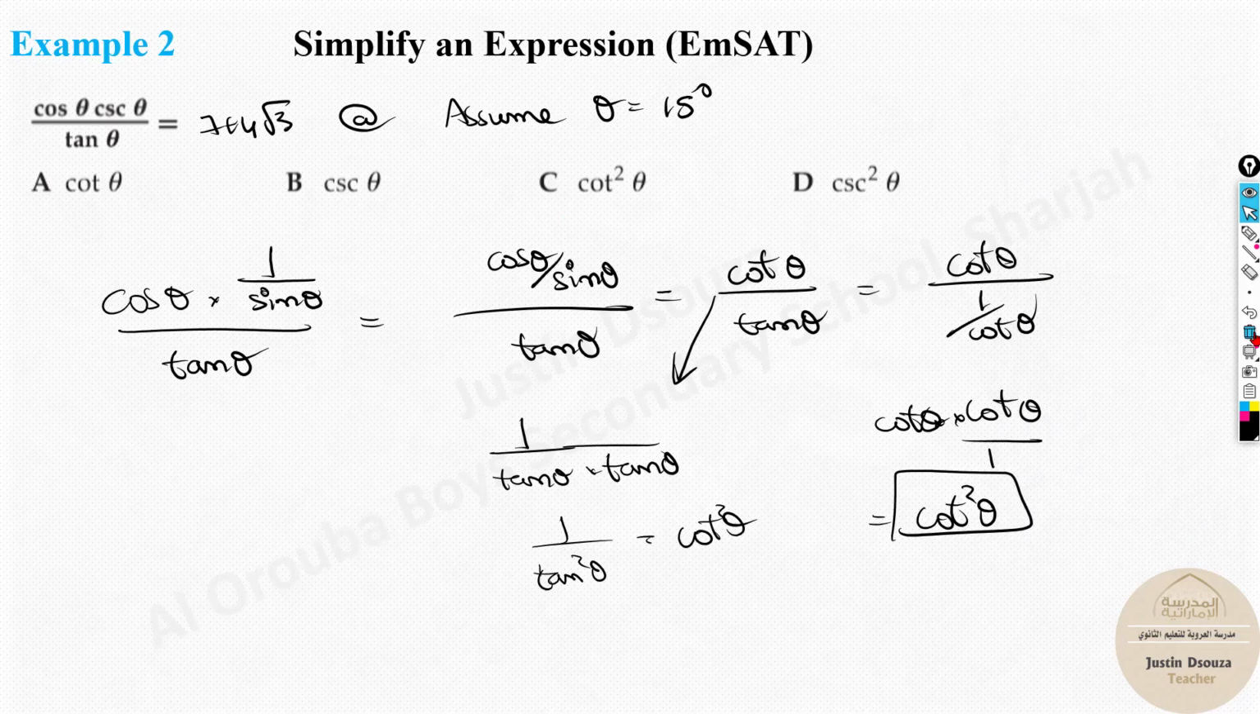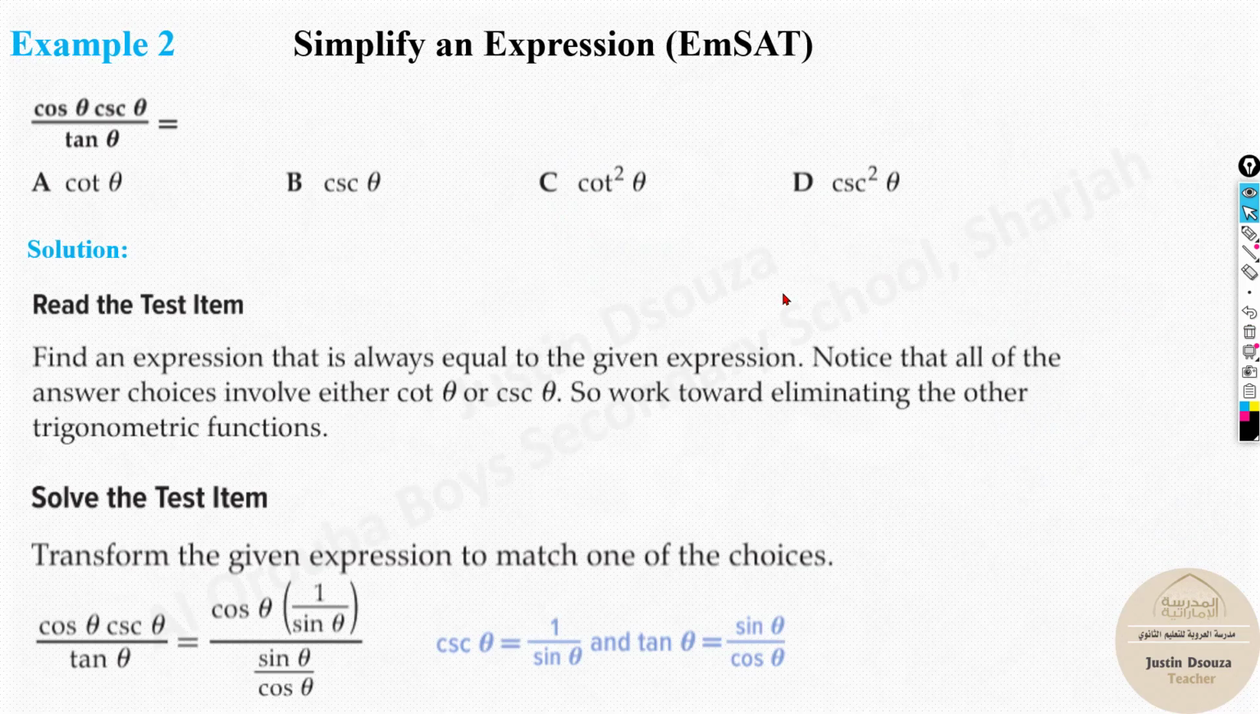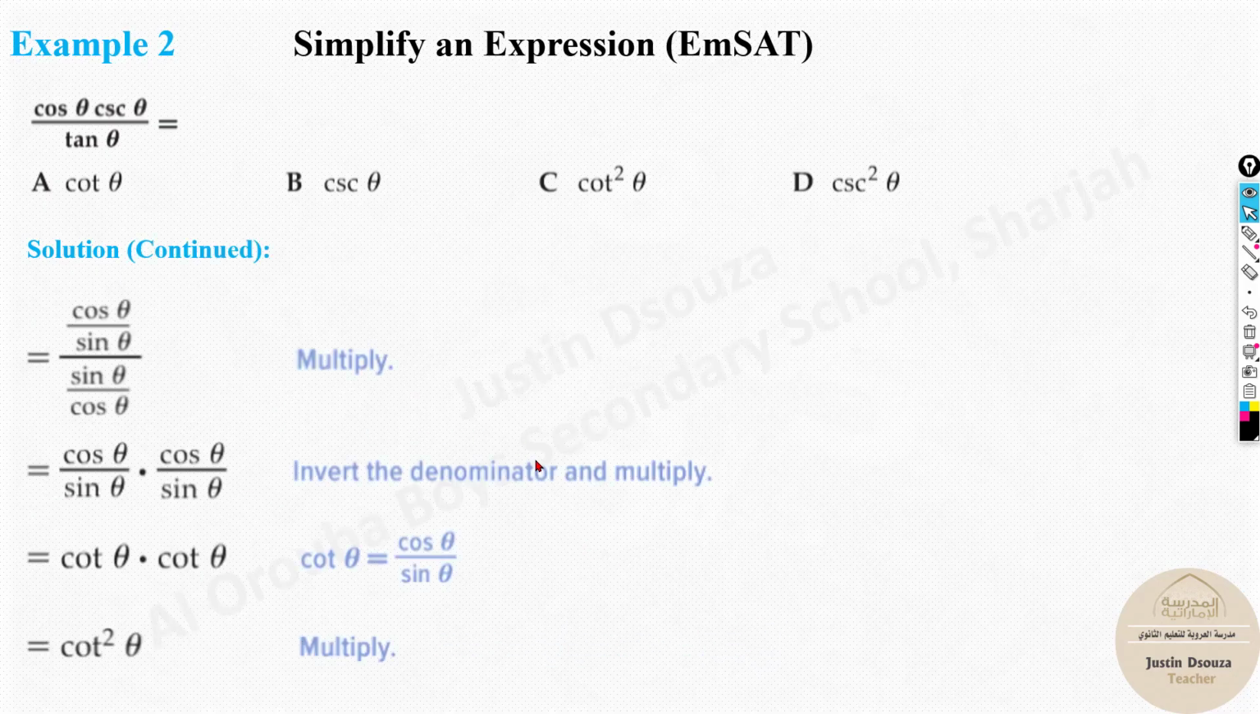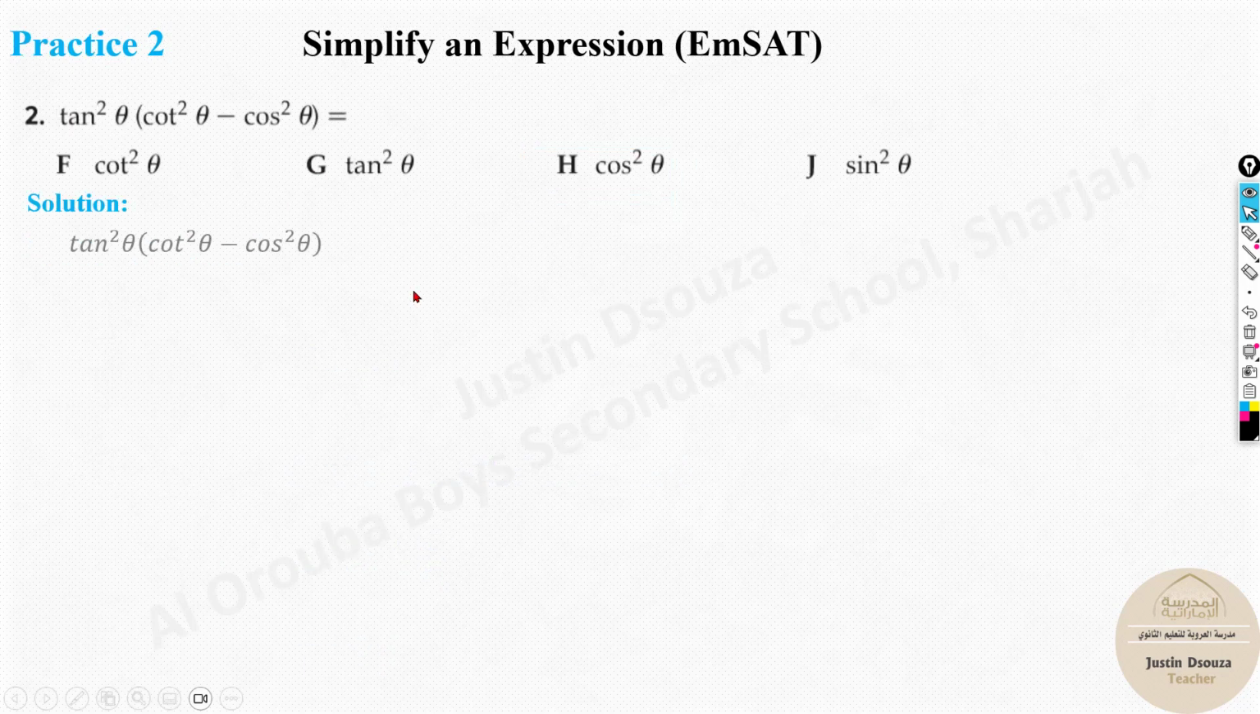This is how we can easily solve it. And here, these are all the methods. There are different methods. Over here, they have directly substituted and simplified. It's up to you, whichever method you use. And now we will go to the next question over here. That is tan square theta into cot square theta minus cos square theta.